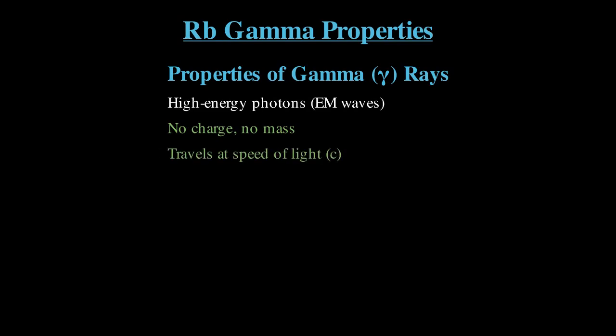Finally, we have gamma rays. These are not particles, they are high-energy electromagnetic waves, or photons. Since they have no charge and no mass, they are not deflected by electric or magnetic fields. Gamma rays travel at the speed of light.